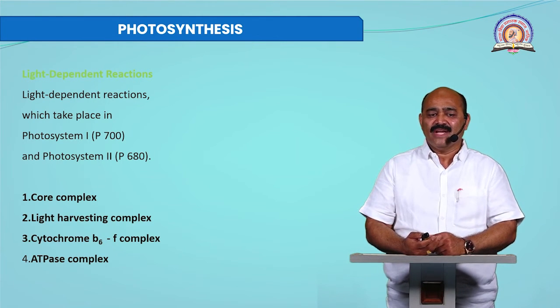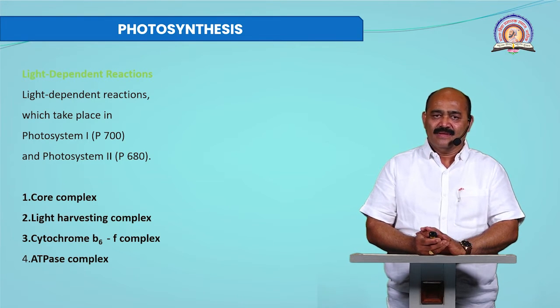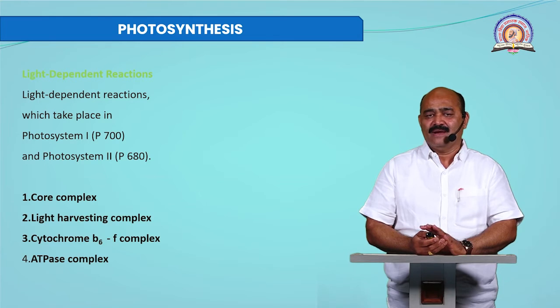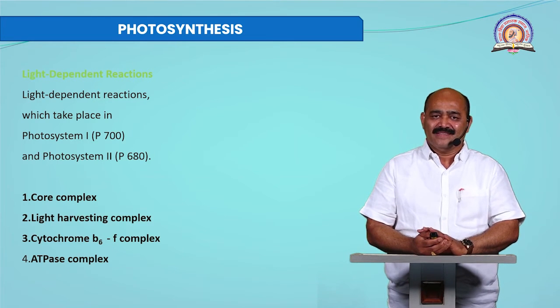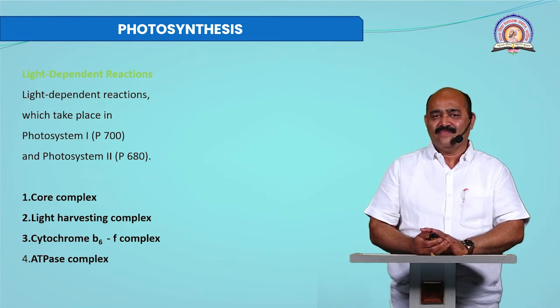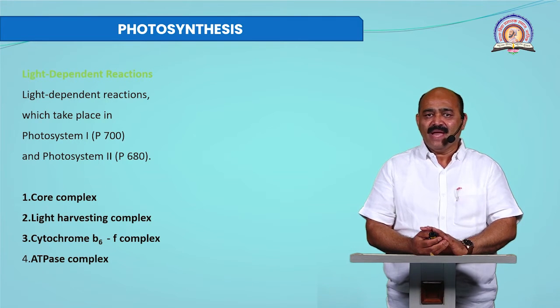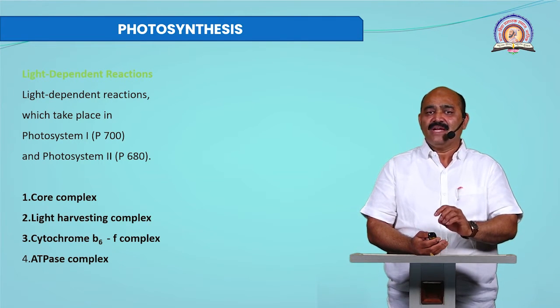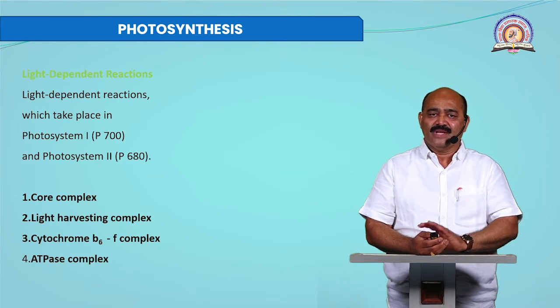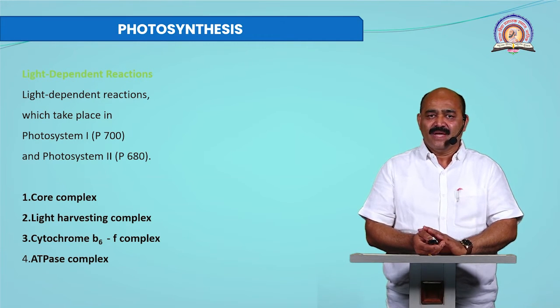The third complex is known as the cytochrome B6F complex. It is also known as the mediator between photosystem first and photosystem second, with plastocyanin and plastoquinone oxidase activities. The fourth complex is known as the ATPase complex. It contains F1 and CF0 factors. Both are involved in the formation of ATP from ADP and inorganic phosphate. Where the actual ATPs are synthesized, it is known as the ATPase complex. All four complexes are present in photosystem first and photosystem second.